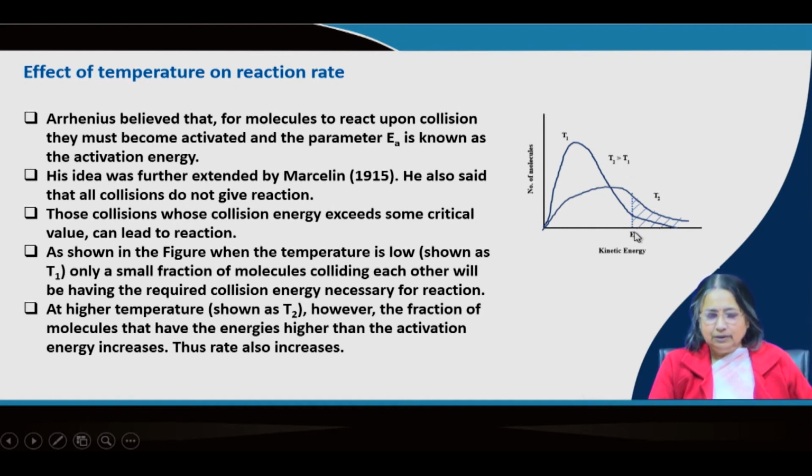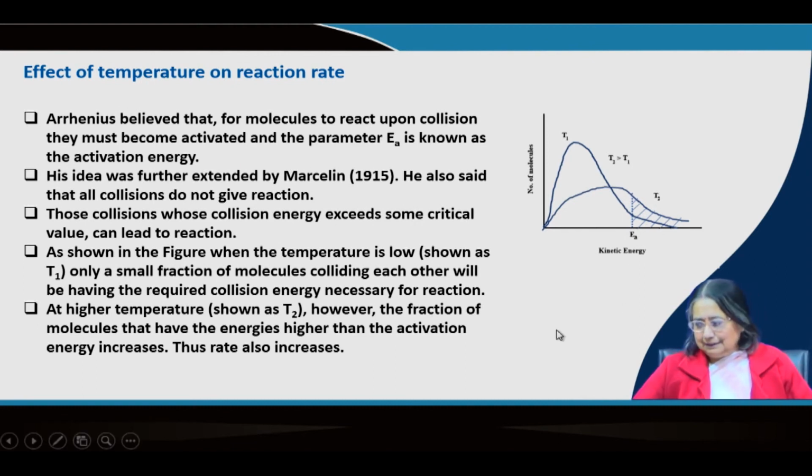Now, this is the EA, say for example, the activation energy. What you see is that in the case of T1, the number of molecules possessing kinetic energy higher than EA is much less compared to the number of molecules having higher energy than the EA at T2. Here the number of molecules is higher, that is why these molecules will give rise to the reaction. So, reaction rate increases.